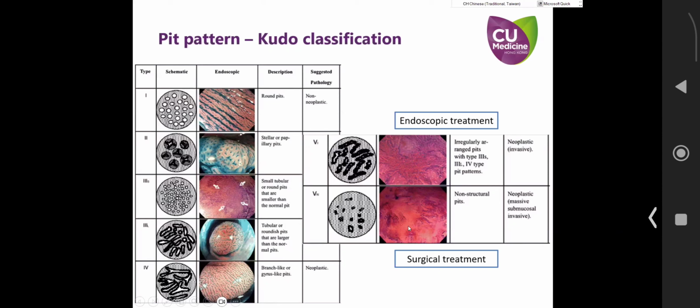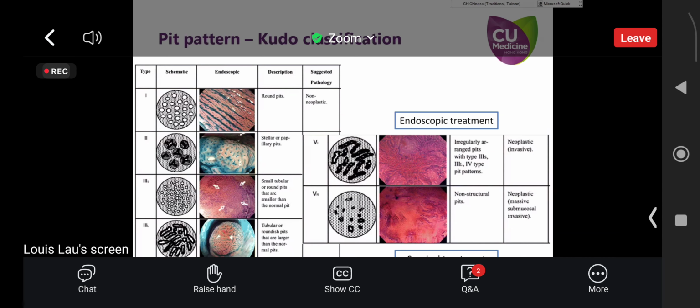You can actually see some areas without any surface pattern at all. So these are actually a classical signal of a deep submucosal invasion. So if you see these patterns in the colonic lesions, it is probably not suitable for endoscopic resection. So we may in fact take a biopsy, place a tattoo, and refer for surgical resection.